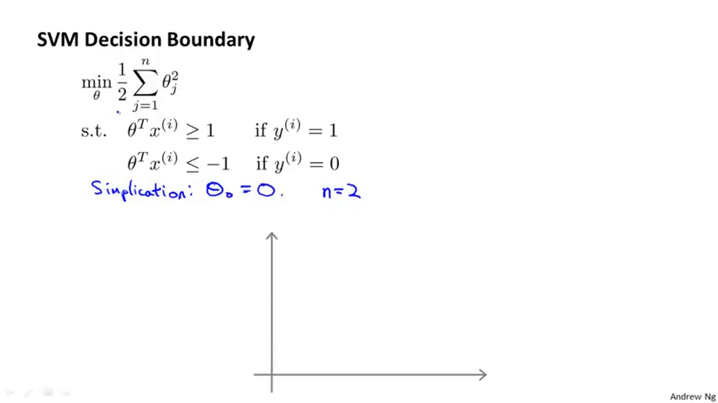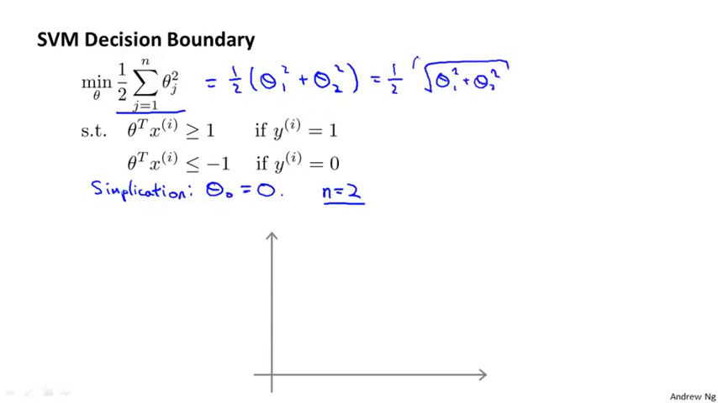Now, let's look at the optimization objective of the SVM. When we have only two features, when n is equal to 2, this can be written as 1 half of theta 1 squared plus theta 2 squared, because we only have two parameters, theta 1 and theta 2. And I'm going to rewrite this a bit. I'm going to write this as 1 half of the square root of theta 1 squared plus theta 2 squared, and then squared. The reason I can do that is because for any number w, the square root of w and then squared is just equal to w.